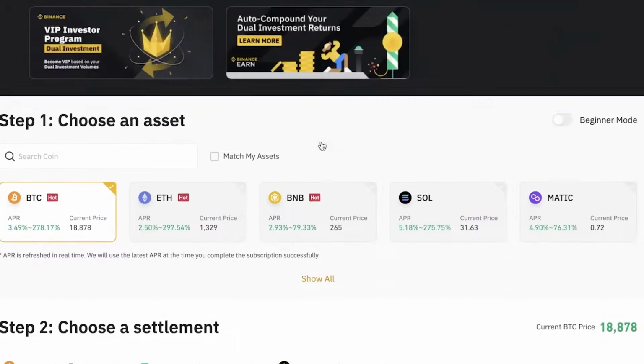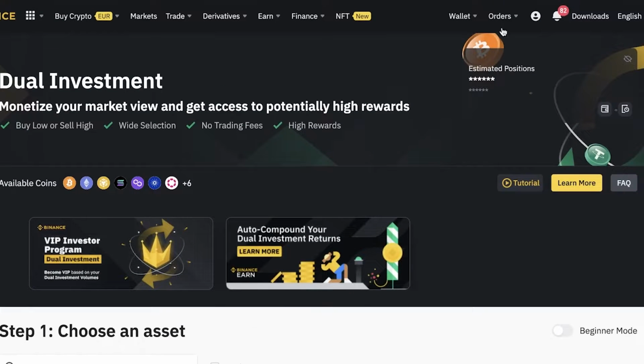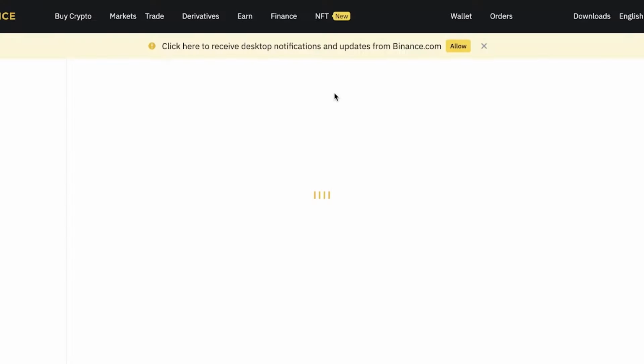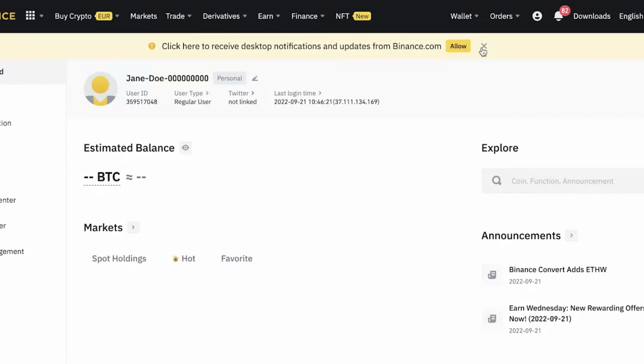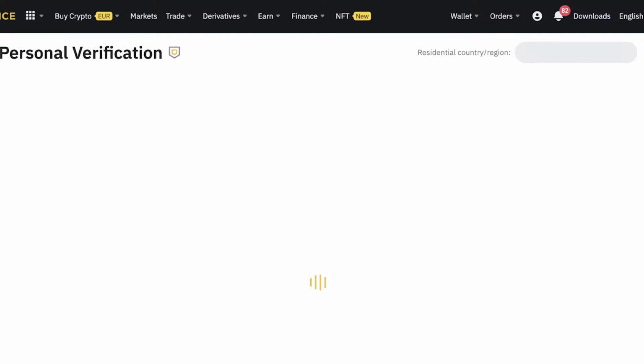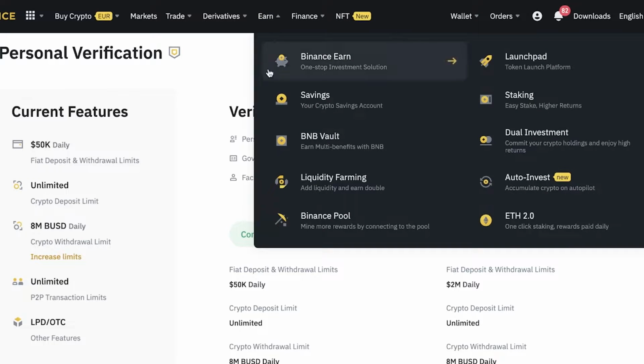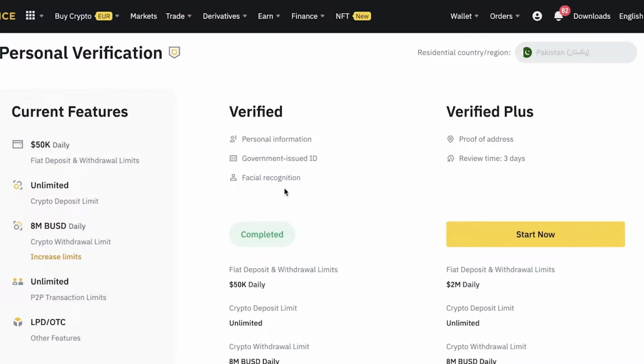Now, to get started with Binance Dual Investment, you need to have a Binance account. And on your Binance account, you need to make sure that your account has identity verification. So if you go onto your account, go into identification, you need to make sure your ID is verified. If you're not verified, you will not be able to get started with any kind of trading on Binance. So just get your identity verified on Binance to get started.